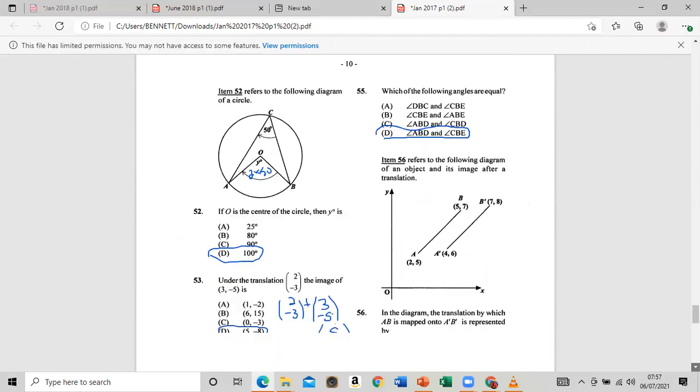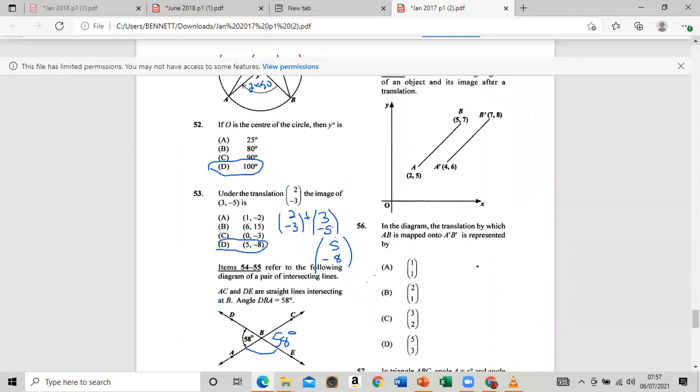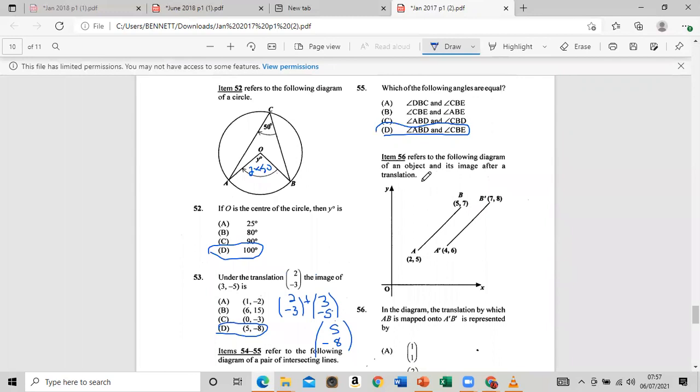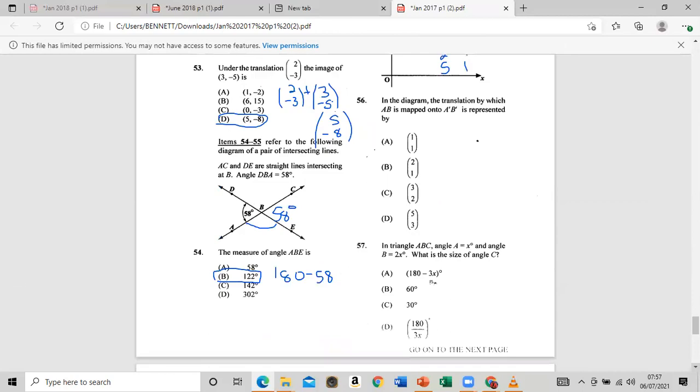All right, I did this one on a question earlier, but you don't know the shape score, right? I'm going to do it again. So 56, refer to the following diagram of an object and its image after the translation. So these are the original, and then we get this. So we move from 2 to 4 and 5 to 1, right? So this will add 2, so it's 2 and 1. And we're done.